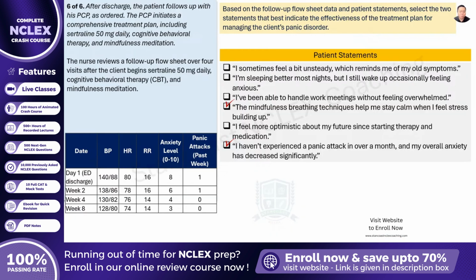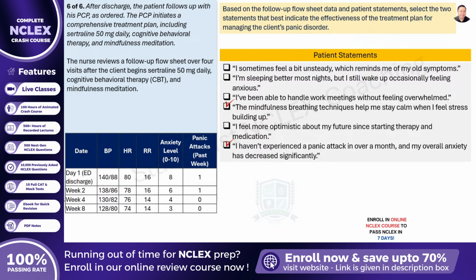And this one reflects that there is integration of the subjective and objective data, which is a skill that NCLEX loves to test. And so here you're actually linking what the patient says with what the data shows. So this one confirms effective management of the core symptoms. Now let's look into the other options here.